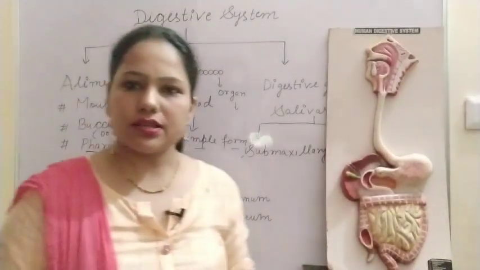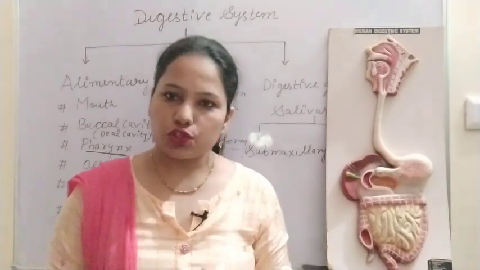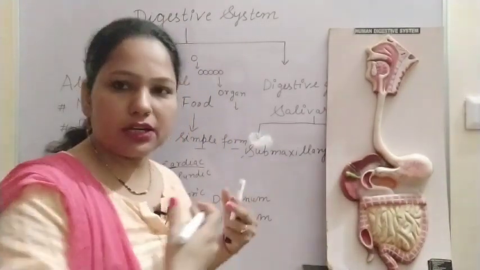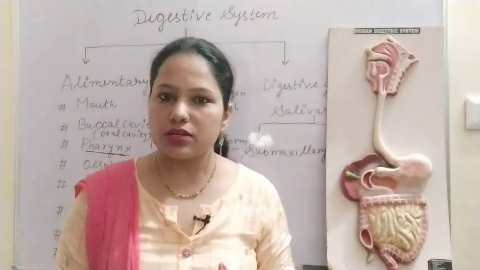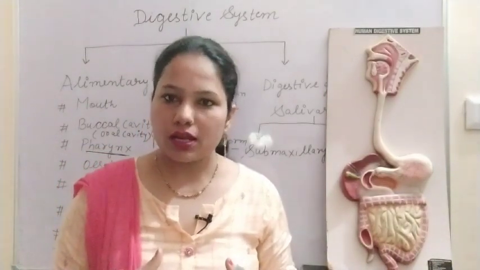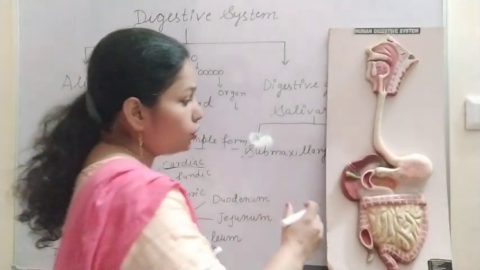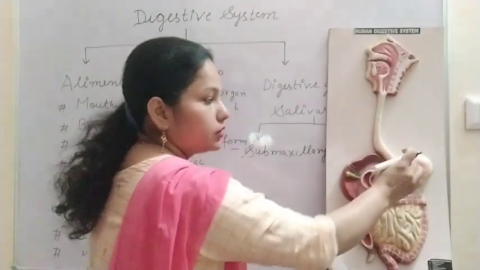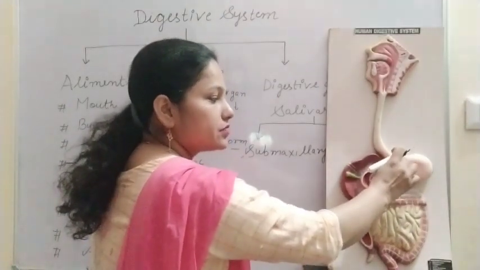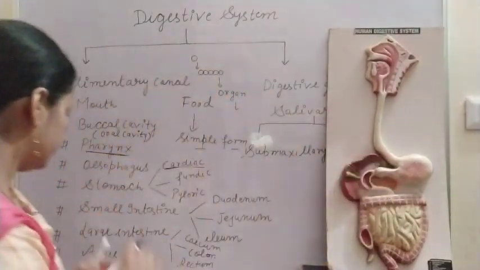In your lower classes, in your 10th class, you only understood the small intestine and the large intestine. But now we will discuss the different parts of the small intestine and also the large intestine. So also the different parts of the stomach: first the cardiac, fundus and pyloric.